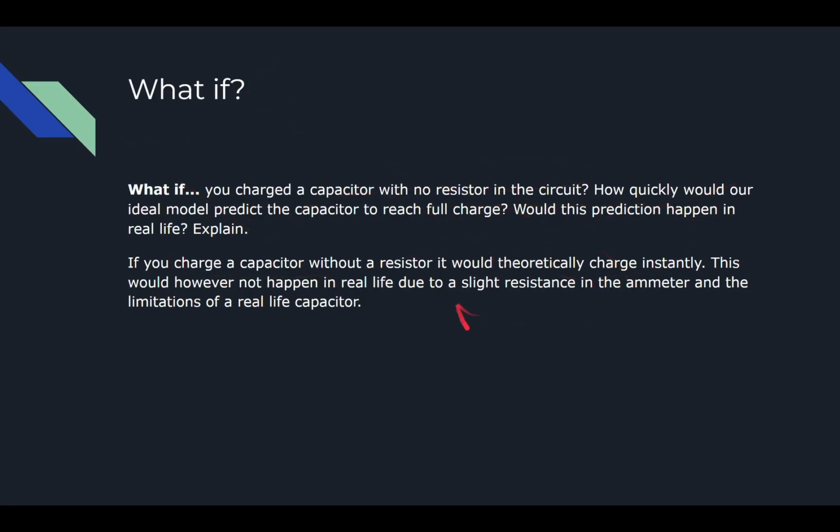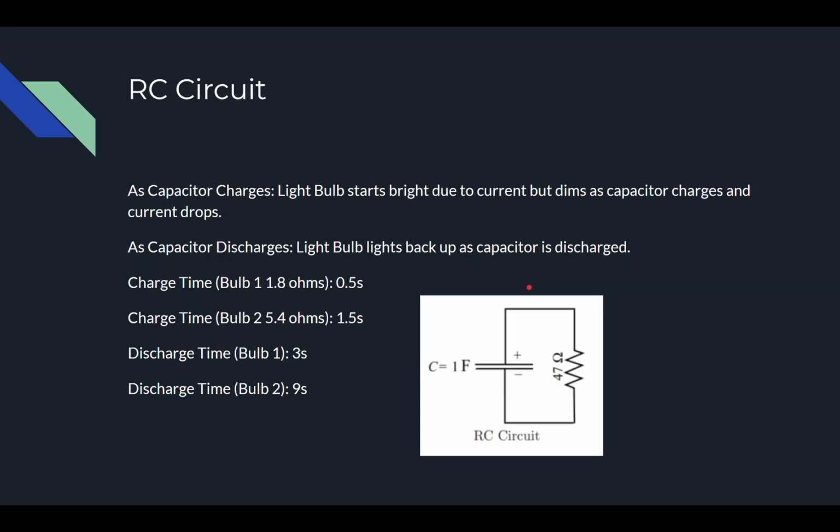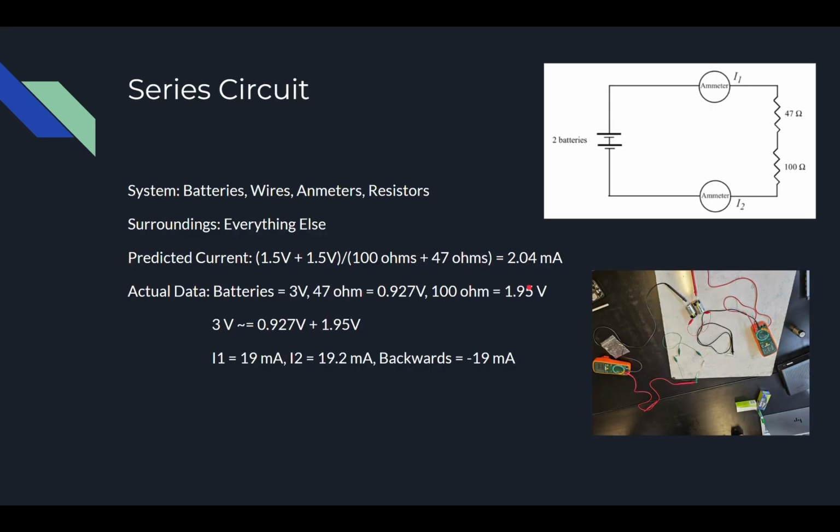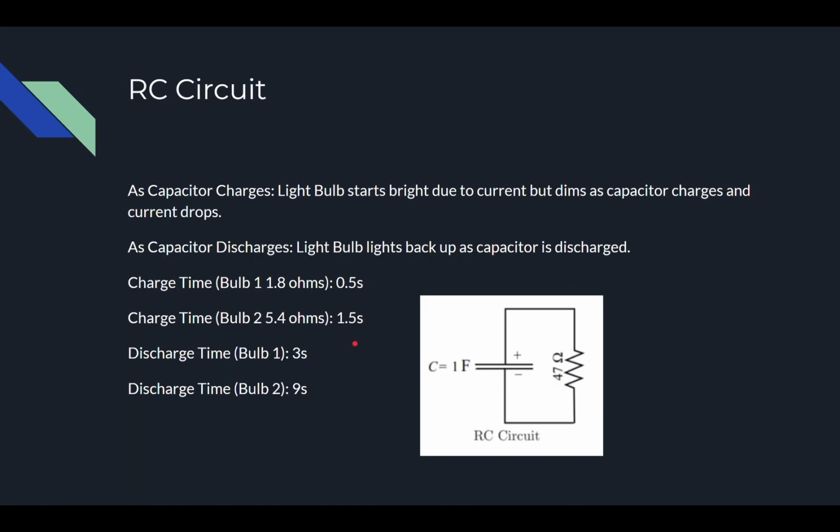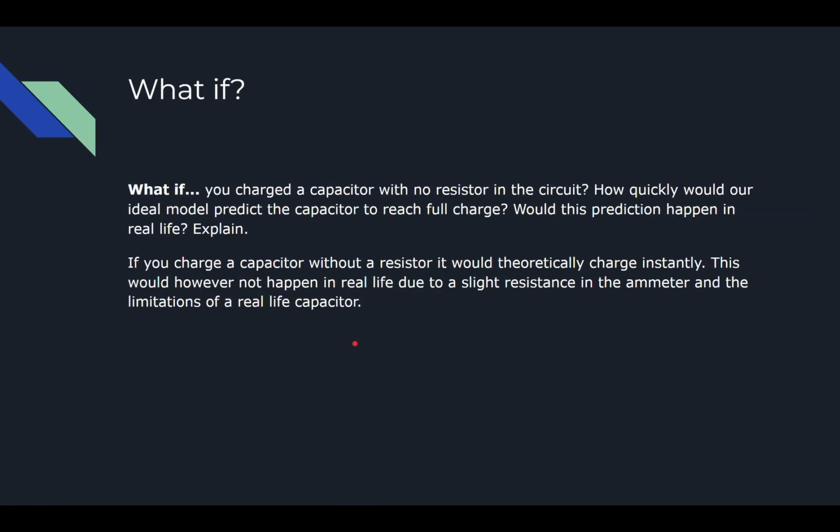If you charge a capacitor with no resistor in a circuit, it theoretically should charge instantly. That's the what-if question. However, in real life this isn't happening because of the slight resistance in the ammeters and the limitations of a real-life capacitor. That's also where the error comes from a little bit, because it does have a little bit of resistance, which is why some of our numbers aren't exactly the same when they should be. You can see back here, these should equal 3, but because of the little bit of resistance from these things, it doesn't quite equal 3. And that is all.